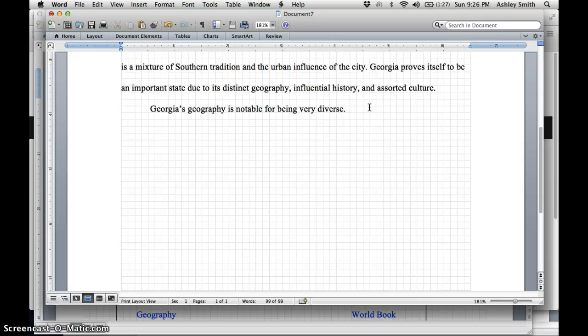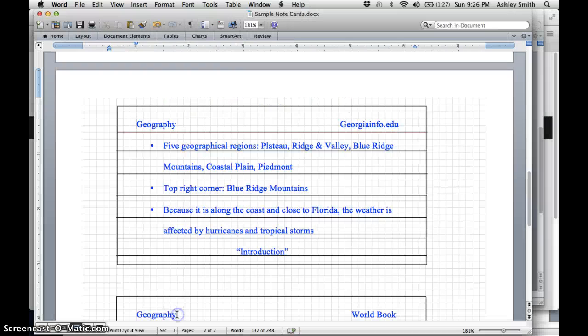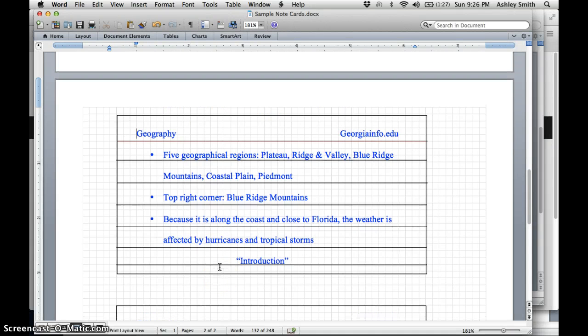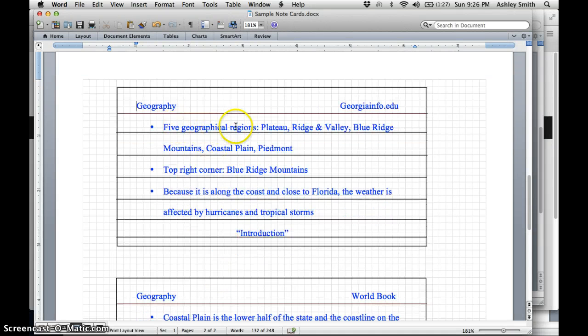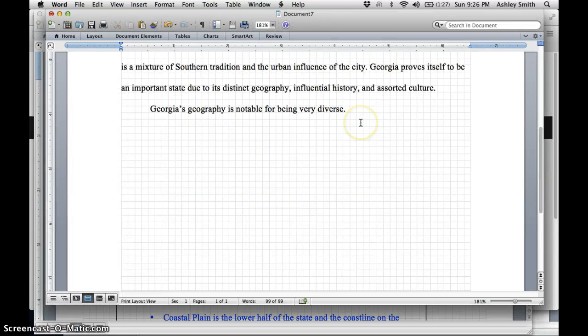So now that I've given my topic sentence, I'm going to start including my facts that are on my note cards. So first I'm going to start talking about the 5 geographical regions. And remember, the information on your note cards has already been put into your own words. So now you just need to take those facts and put them in your paper. And then we're going to give credit to the source, and I'm going to show you how to do that. So let's talk about the 5 geographical regions. I'll go over here to my paper.